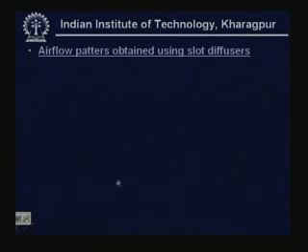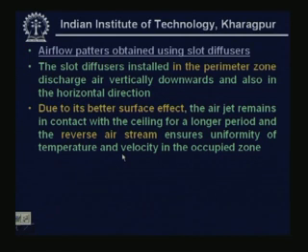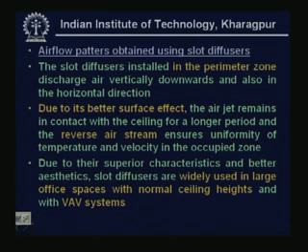Again, you can also have airflow patterns obtained using slot diffusers. The slot diffusers installed in the perimeter zone discharge air vertically downwards and also in the horizontal direction. Due to its better surface effect, the air jet remains in contact with the ceiling for a longer period and the reverse air stream ensures uniformity of temperature and velocity in the occupied zone. Due to their superior characteristics and better aesthetics, slot diffusers are widely used in large office spaces with normal ceiling heights and with variable air volume systems or VAV systems.